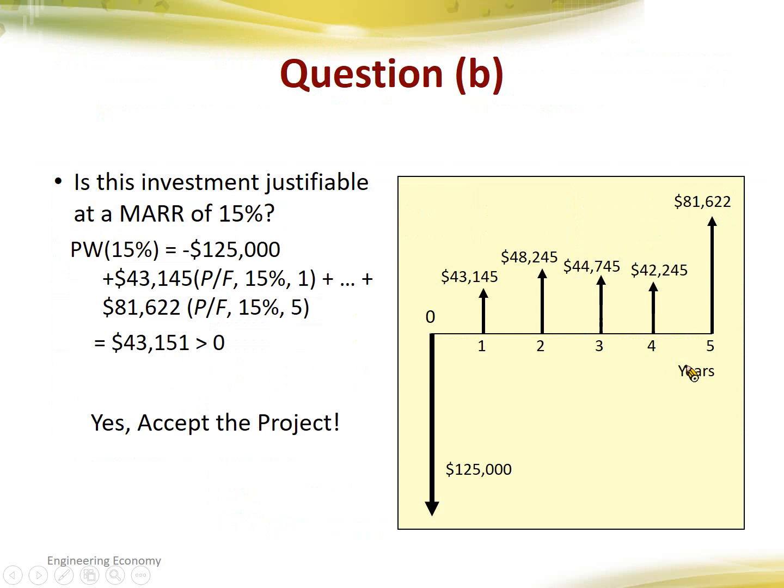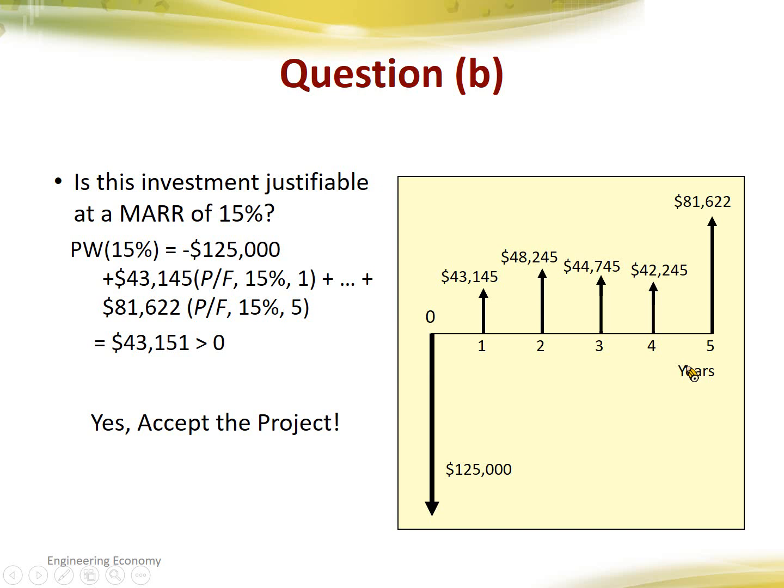So it will look like this. In the beginning, this is the investment. And every year, this is the net cash flow. The last year, it was lower, but adding its salvage value, we get 81,622. So that's our net cash flow shown in the cash flow diagram. And it is clearly a simple investment. We have a negative value in the beginning, and all other cash flows are positive. So it's a simple investment.